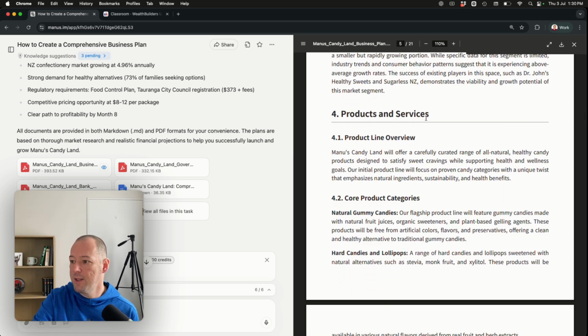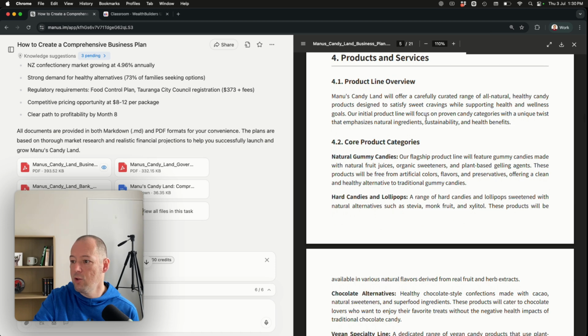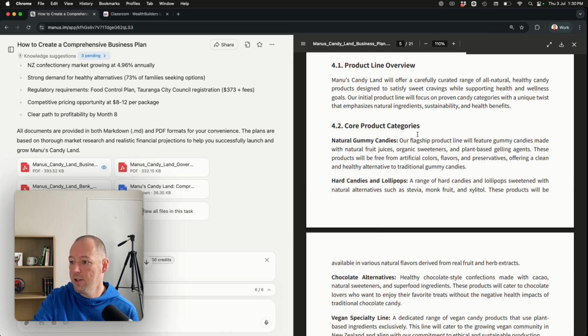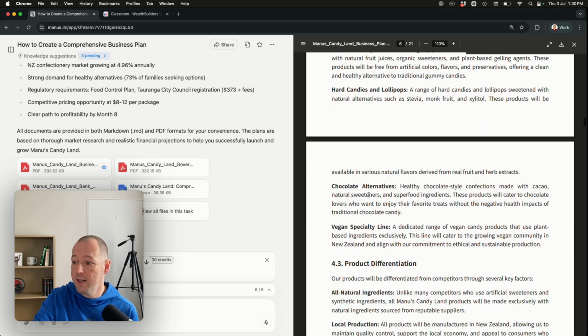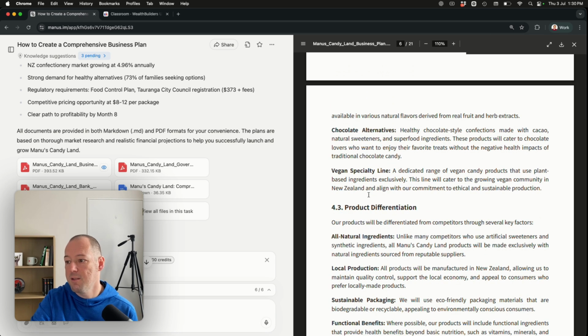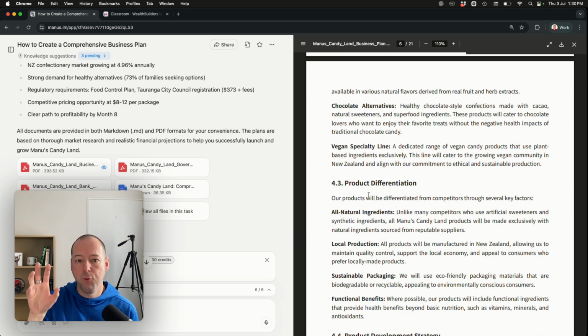And now we're looking into products and services. So our product line overview, our core product categories: natural gummy candies, hard candies and lollipops, chocolate alternatives, and a vegan specialty line. So we already have 4 different ideas that we can run with. And as I said earlier, now we can go and say, hey, can you please give me 10 recipes to test for the chocolate alternatives? And it spits out a lot of different recipes.